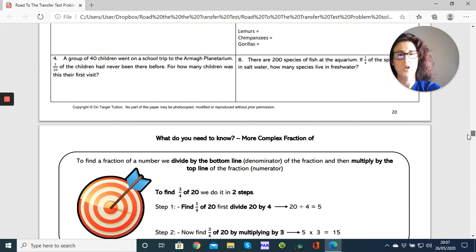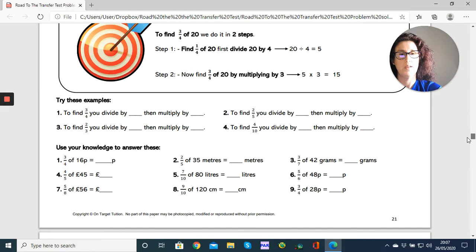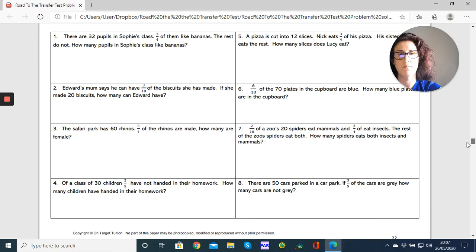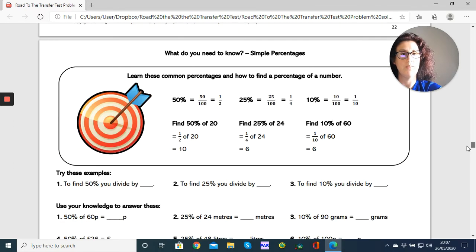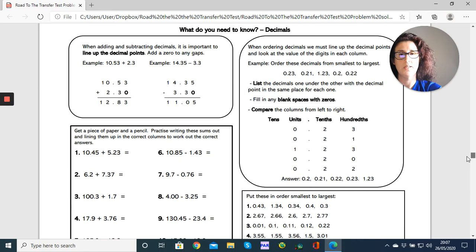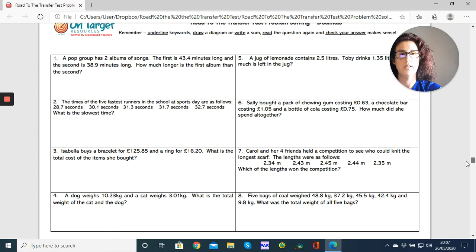More complex fractions, so if your child has mastered the simple ones, they can move on to finding, for example, 3/4 or 2/5 of a number. So they can practice that first and then into the more complex problems. Then we have simple percentages, so focusing on 50%, 25% and 10% at this stage. And simple percentage problems. We have decimals, so adding and subtracting decimals and ordering decimals, and decimal problem solving.